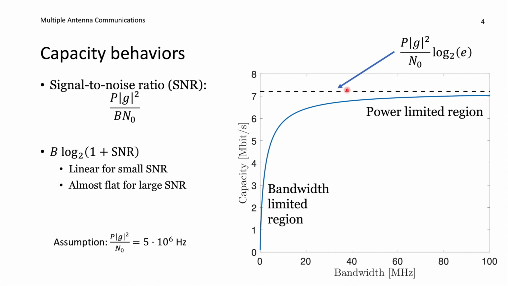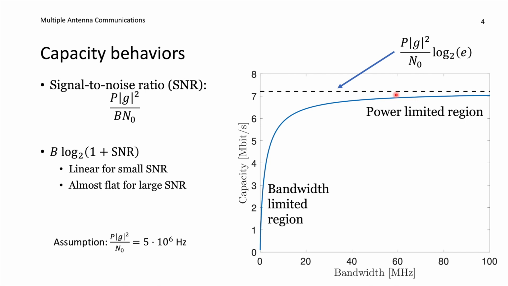We call this the power limited region because we have a lot of bandwidth and we need to spread out our power over that entire bandwidth, and therefore we get a low SNR. So if we would plot a similar figure with the power on the horizontal axis, well, when we are in the power limited region, the capacity is growing very quickly with the power instead, but not with the bandwidth. So these are the typical capacity behaviors.